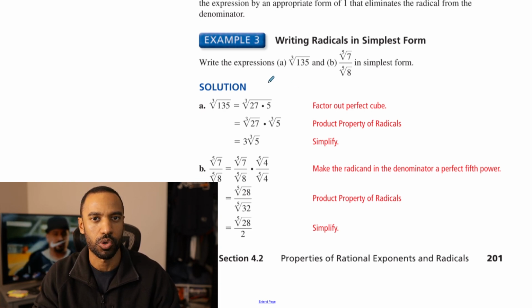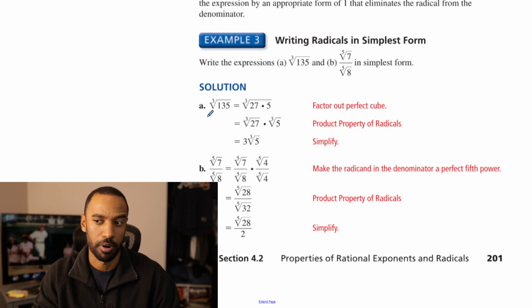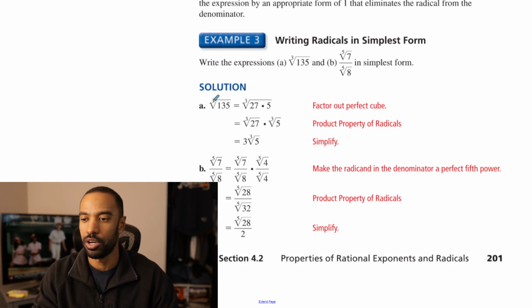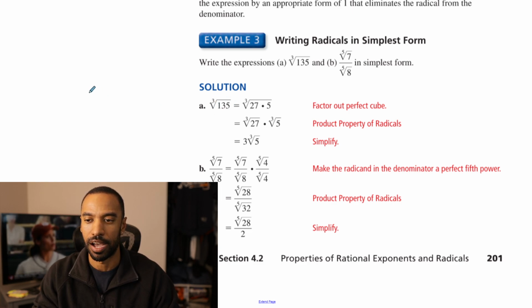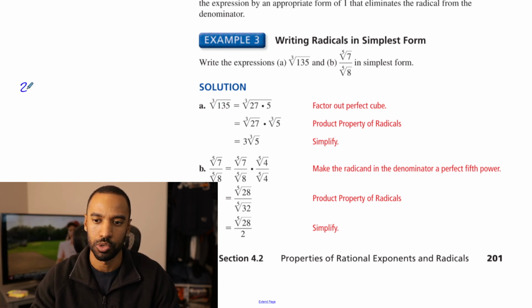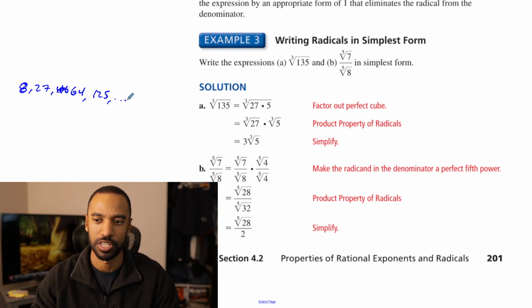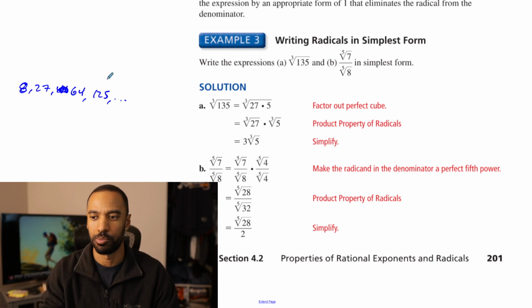You want to find perfect squares that exist in your number. Maybe there are perfect squares in 135, maybe not. I think 9 works. But here, you have to find a perfect cube within 135. Your perfect cubes involve 2 cubed is 8, 3 cubed is 27, 4 cubed is 64, 5 cubed is 125, etc. So you have to factor perfect cubes out of there.